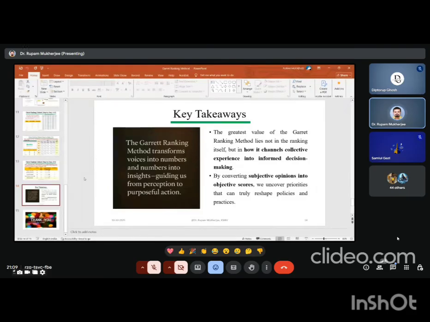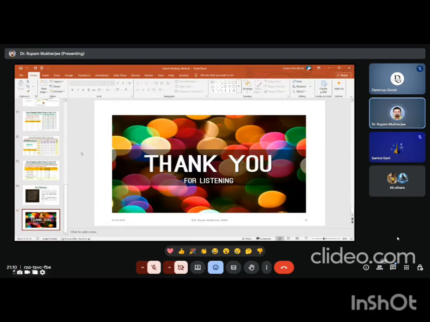And the key takeaways from this particular class may be that the Garrett ranking method actually converts the subjective opinions, the voices, into numbers. And sometimes these numbers actually tell you which factor is the most important factor. And that actually helps the policymakers to make their decisions regarding which case should be the priority, in which case they will intervene. And with that, I hope that I have made you understand what the thing is.